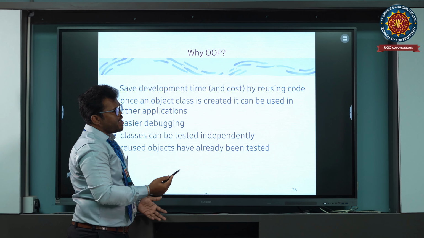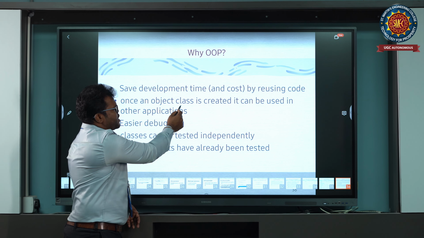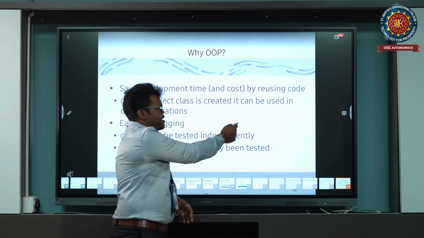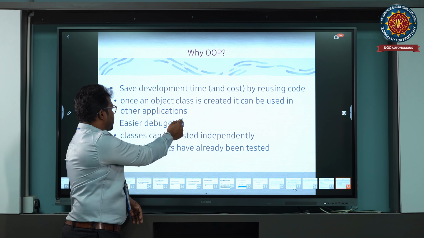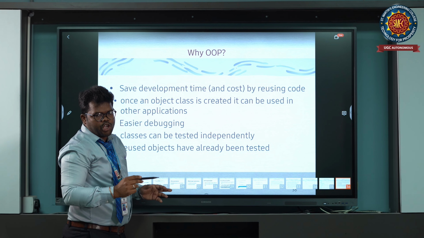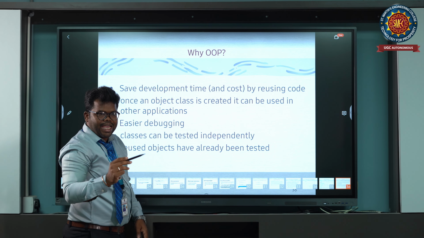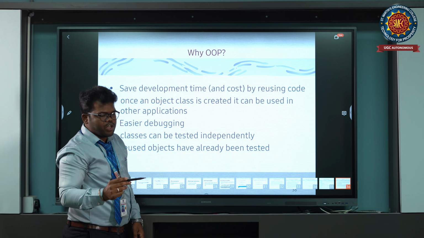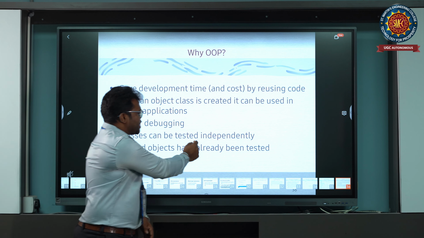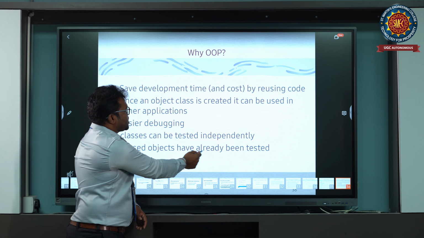Why OOPS, why object oriented programming system? It saves development time and cost by reusing code; once an object class is created, it can be used in other applications. For example, inheritance is one of the code reusability applications. It also gives easier debugging, and classes can be tested independently. Reused objects have already been tested.